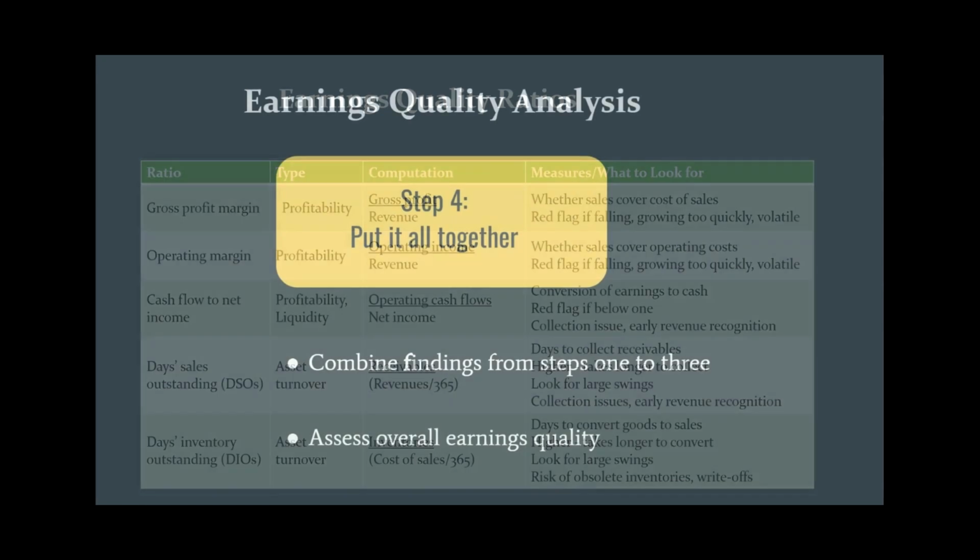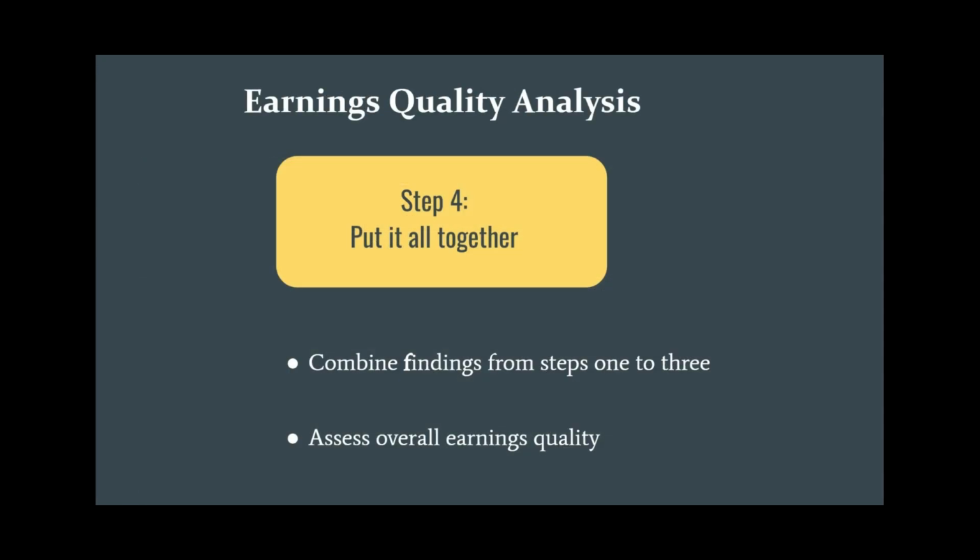That has taken us through the first 3 steps, and the last step is where you would put it all together. You would combine your findings from steps 1 to 3 and use this to assess the overall earnings quality. So taking everything you've done, tying it together, this would give you an indication of the company's overall earnings quality. And that takes us to the end of earnings quality analysis. In the next video, I will be looking at balance sheet quality analysis.